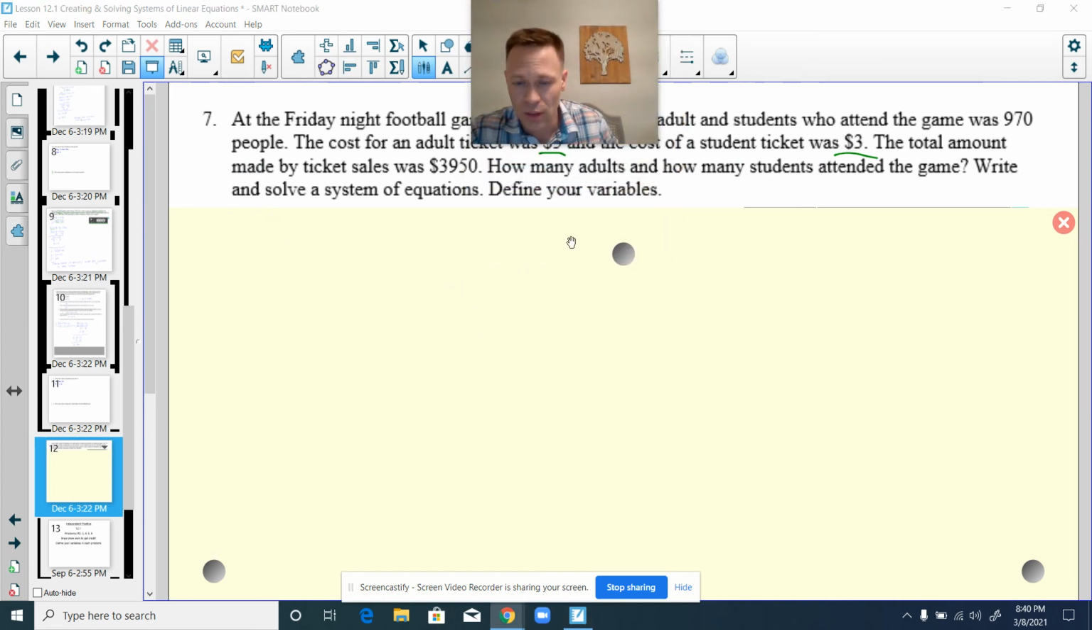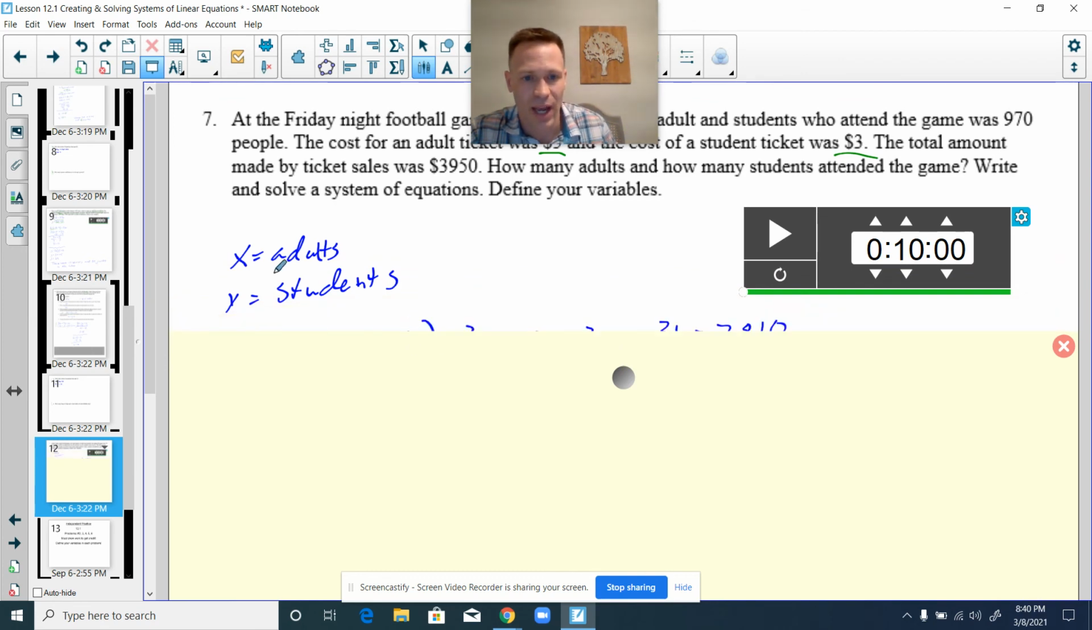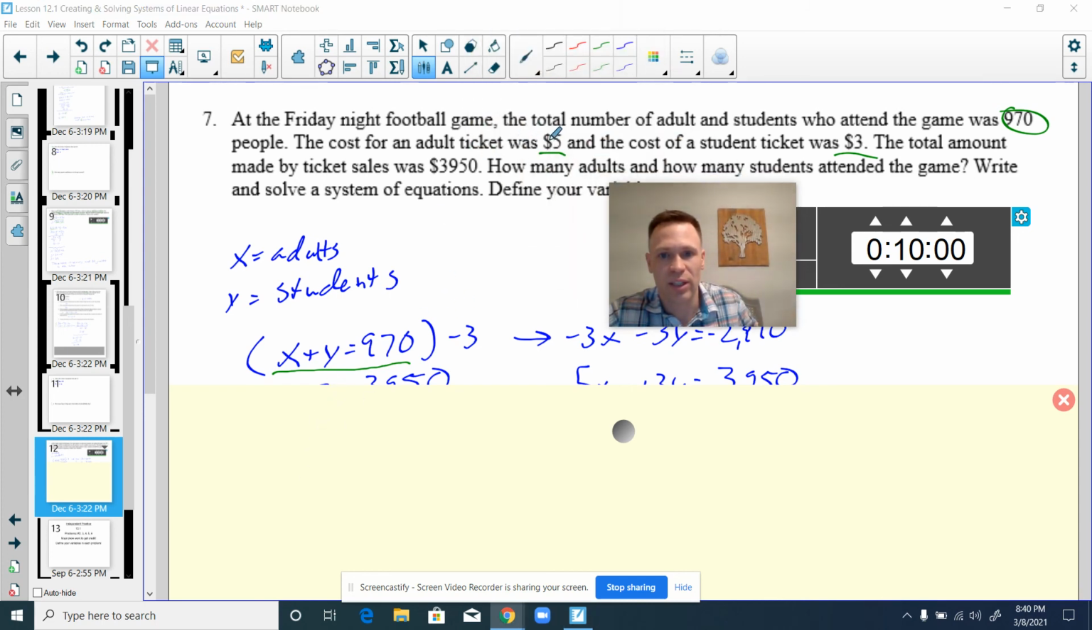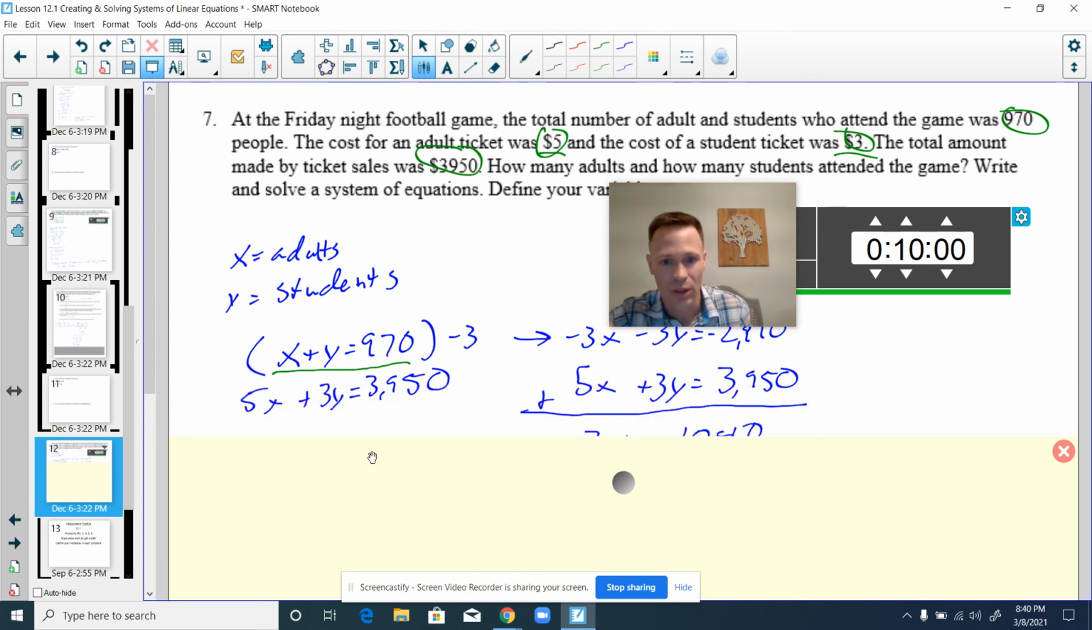Define your variables. All right, so I did that, and I said I'm going to make X be the number of adults and Y be the number of students that attended the game. So if I know that 970 people attended the game, my first equation is going to be that X plus Y equals 970. And if I know that an adult ticket was $5 and a student ticket was $3, and all together they took in $3,950, all I've got to do is multiply $5 per adult ticket times the number of adults and add that to $3 per student ticket times the number of students and set that equal to $3,950. So there is that equation.